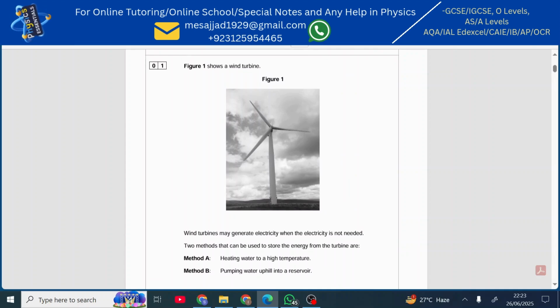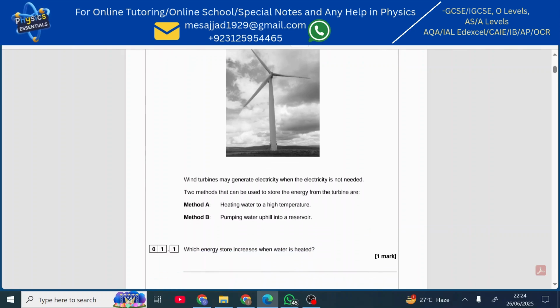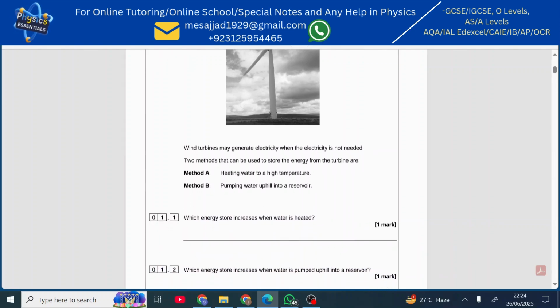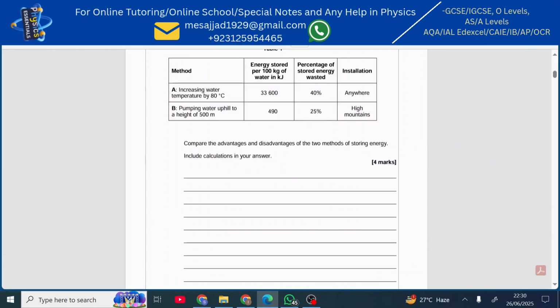Figure shows a wind turbine. Wind turbine may generate electricity when the electricity is not needed. Two methods that can be used to store the energy from the turbine are method A, heating water to a high temperature, and method B, pumping water uphill into a reservoir. So in this question, you are given two methods to store the energy. One is heating up the water by 80 degrees, and one is pumping the water to a 500-meter height.